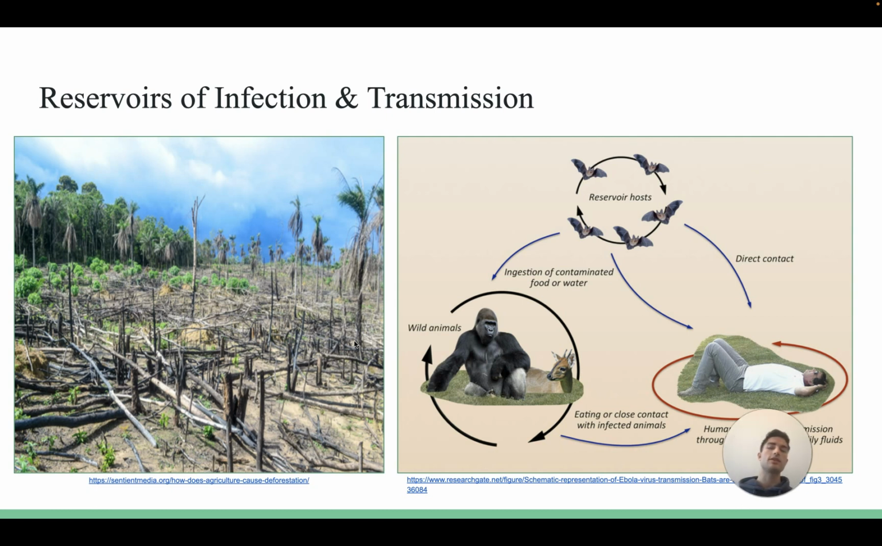So the virus is originally zoonotic, and then once humans become infected, it's transferred via bodily fluids, contact with infected or contaminated objects, as well as from parent to child, specifically within the womb. A lot of this can be due to deforestation and basically encroachment on the habitats of these animals, meaning that these animals come in closer and closer proximity to humans, resulting in a higher frequency of outbreaks.